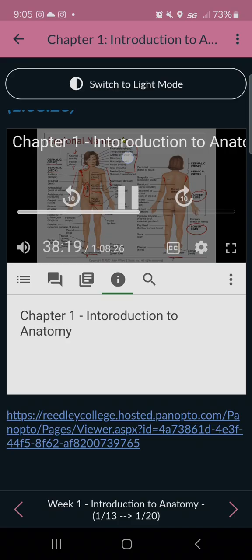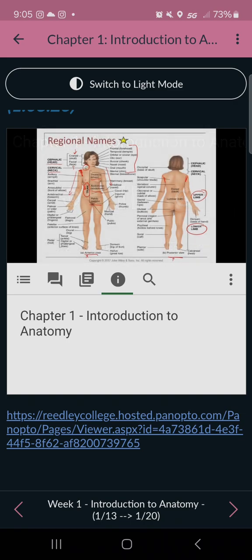So here, as we said, the upper limb attaches to the trunk, and it consists of the shoulder, the armpit, arm, which is the portion of the limb from the shoulder to the elbow, the forearm, which is the portion of the limb from the elbow to the wrist, and we have the wrist, and then we have the hand, okay.